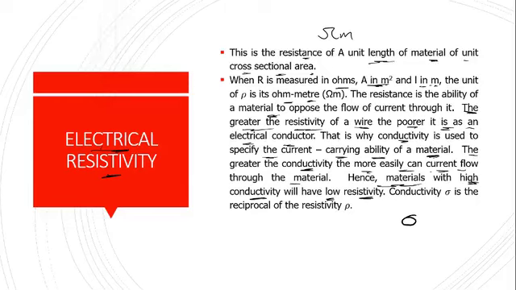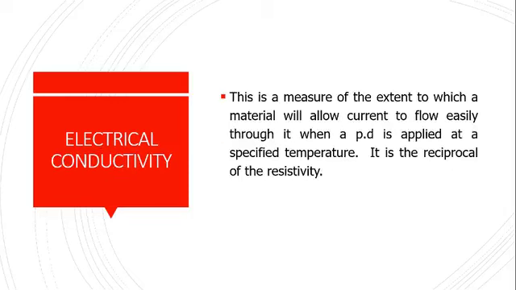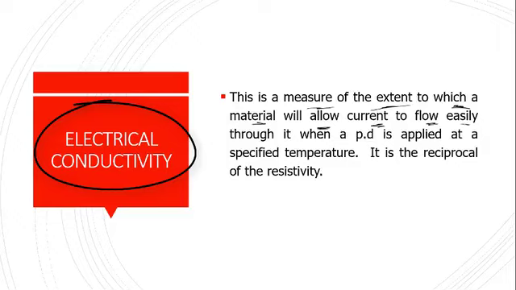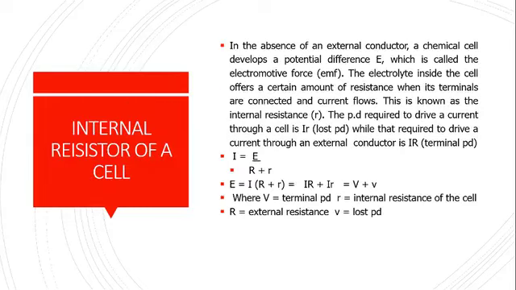Conductivity is described using this Greek letter called sigma. This is small letter sigma in the Greek alphabet. This is capital letter sigma, which is used to show summation. So conductivity is represented using small sigma, and it is the reciprocal of resistivity. Like we've already said, conductivity is the measure of the extent to which a material will allow current to flow easily through it when a potential difference is applied at a specified temperature.